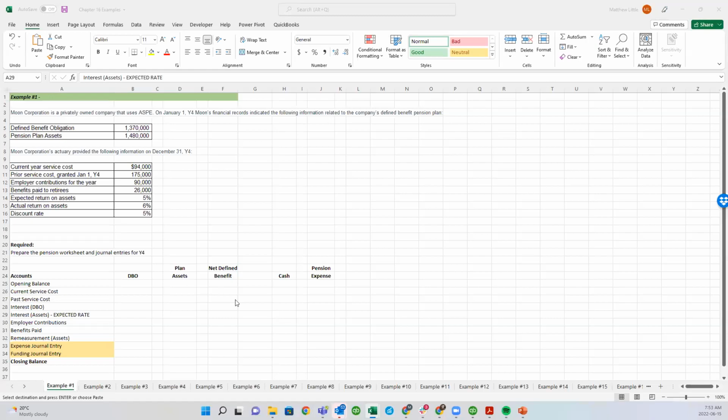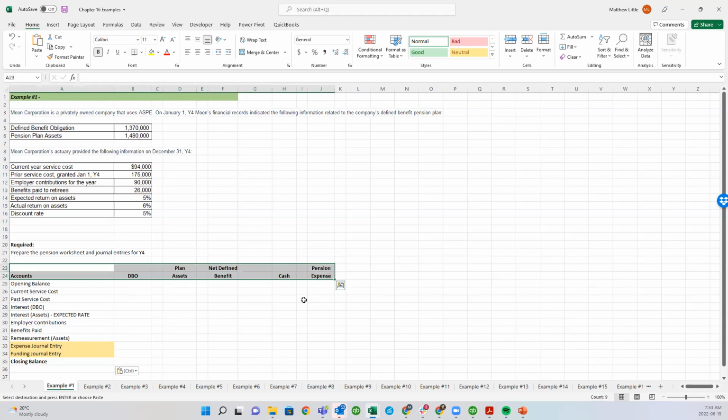All right, so let's jump over to one of the chapter 16 examples, and we'll look at example 1. So example 1 is a company, Moon, that uses ASPE, and we're given a bunch of data about their pension plan. I've set up the worksheet down below. This is the same worksheet you'd use for any DBO process. We need to look at a couple different components. We will look at the defined benefit obligation versus the plan assets, and we'll do our calculations from there.